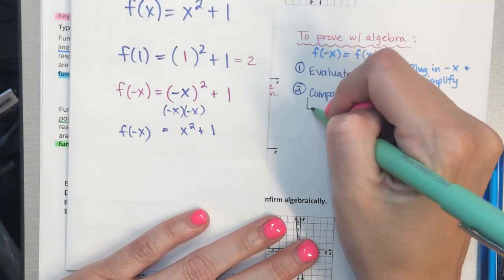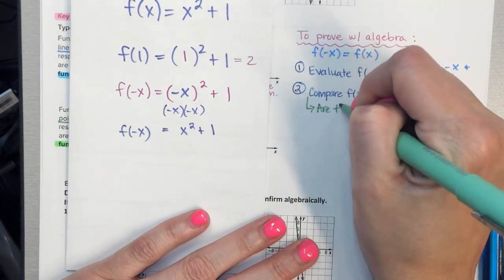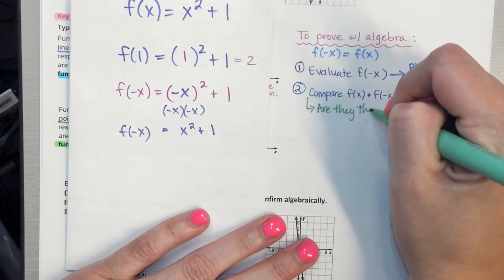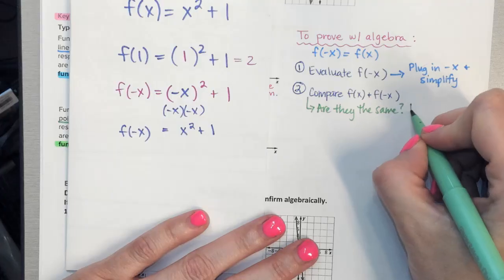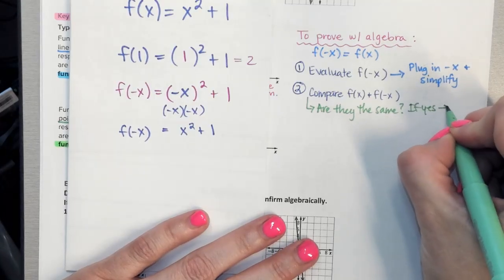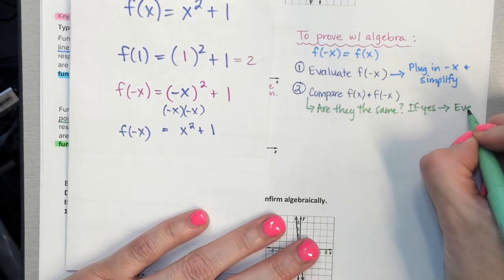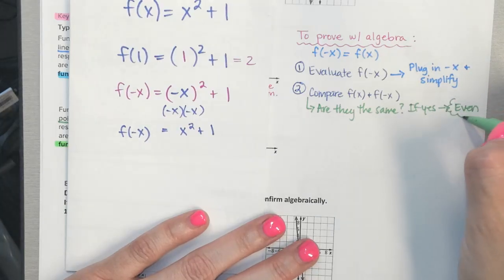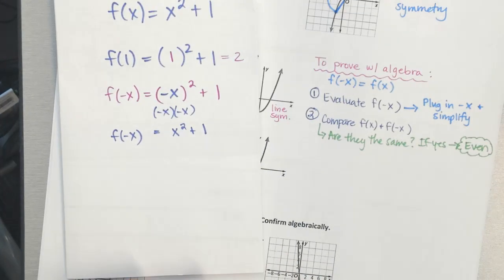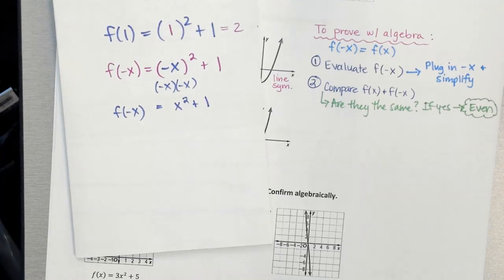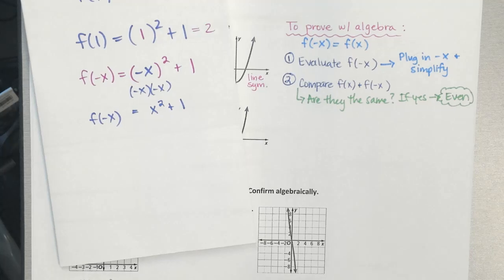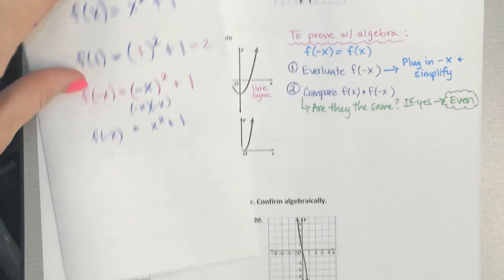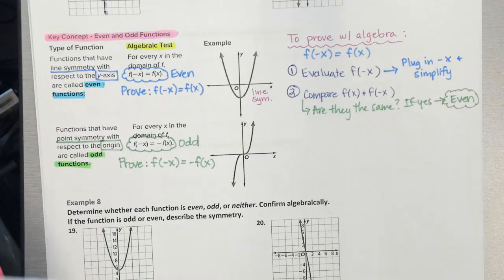Okay, so if they are the same, then we know that it's going to be even. If they're not the same, then it's just not even. If your answer is no, then it's not even, and then we would try to see if it's odd.